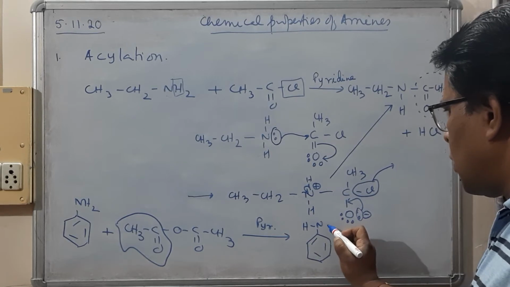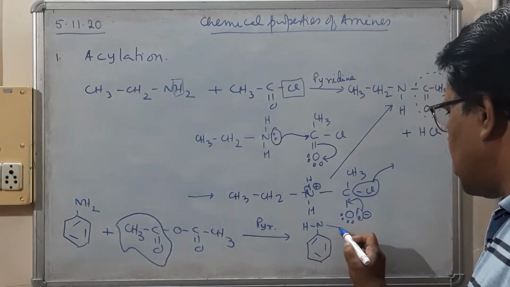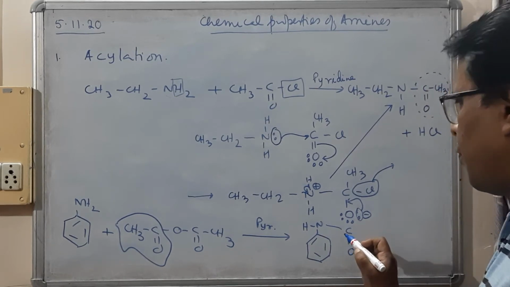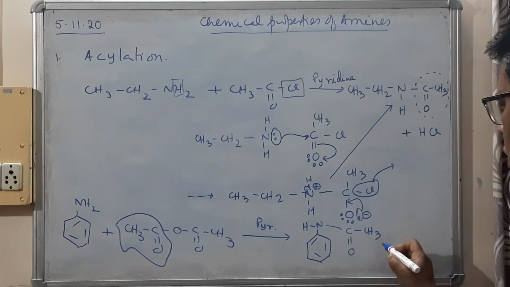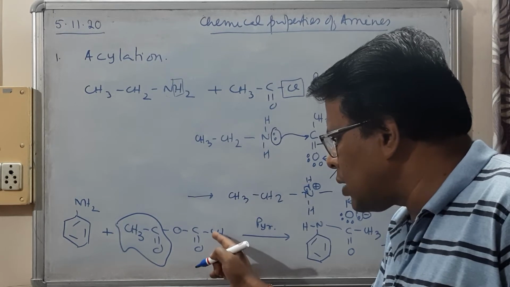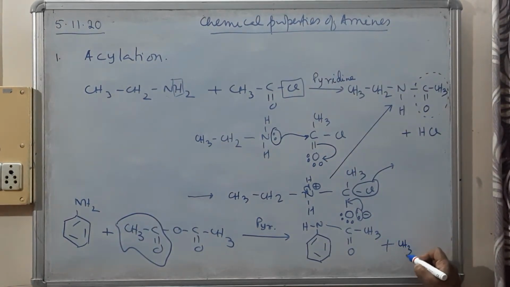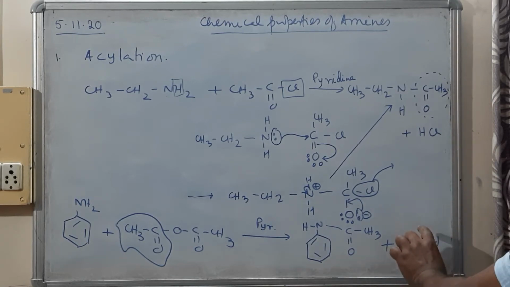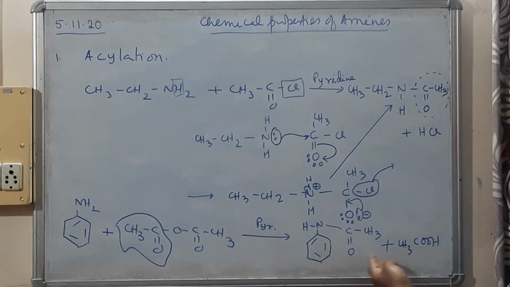NH, then this N will be connected to this C, C double bond O, then CH3, plus, and this side product will be CH3 C double bond OH, CH3COOH. So this is an acid. This pyridine will help in the removal of this acid, and the reaction will go more in the forward direction.